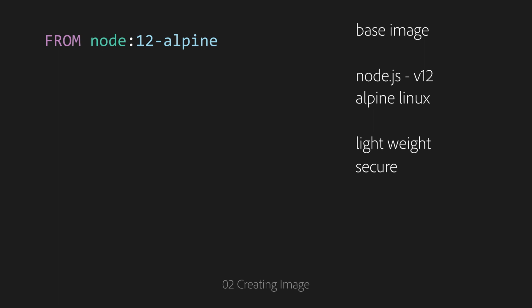The base image should include all the dependencies and configurations required to run the application in a container. By using the official Node.js image, we can be sure that the necessary dependencies for running a Node.js application are already included in the image.